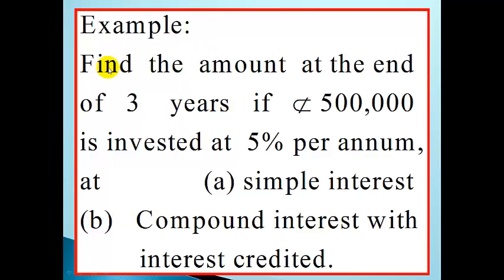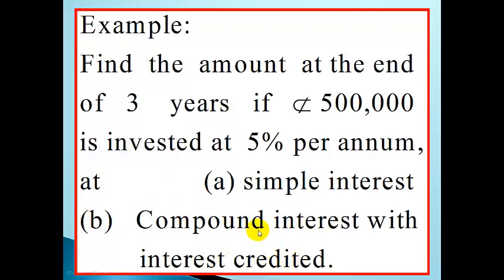From the question, find the amount at the end of 3 years if 500,000 cedis is invested at 5% per annum at A, simple interest, and B, compound interest with interest credited. I go over the question again. Find the amount at the end of 3 years if 500,000 cedis is invested at 5% per annum at A, simple interest, B, compound interest with interest credited.